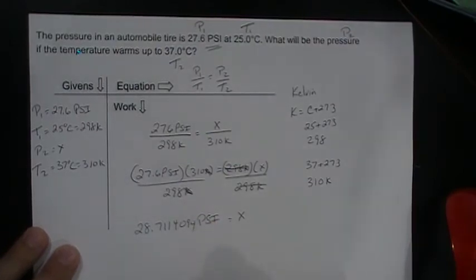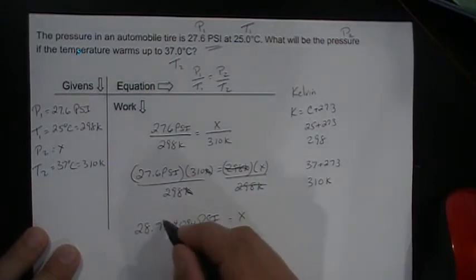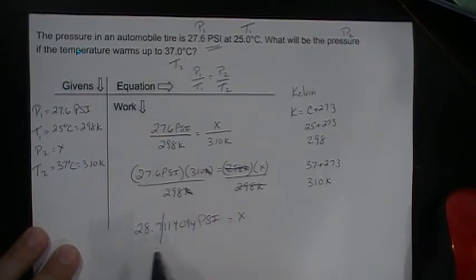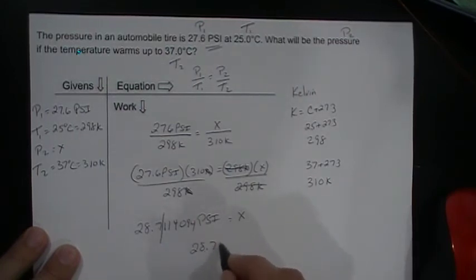28.7114094 is what my calculator gives me. I don't want all that as an answer. You can round it to one decimal place. To round to one decimal place, we draw a line after the first decimal place. Does that 1 round the 7 up? Well, no, it doesn't, because it would have to be a 5 or more to round that up. So the answer is 28.7 psi equals X.